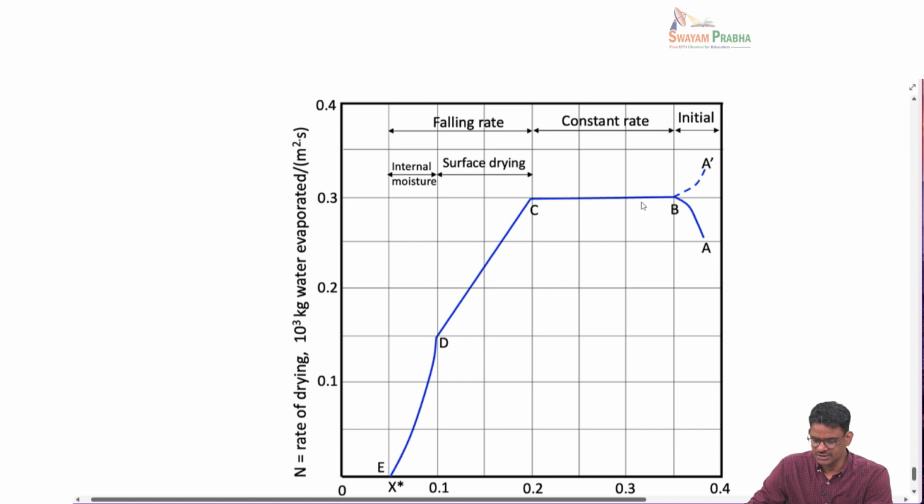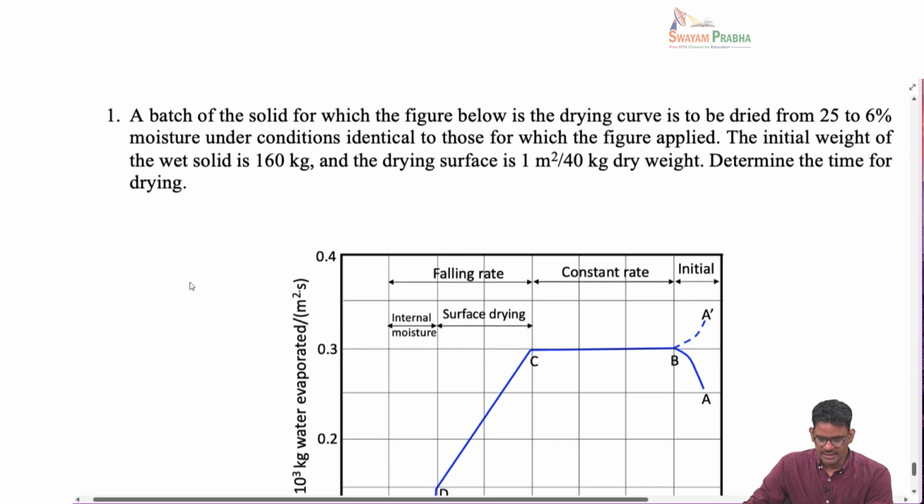So there is a period of constant drying rate. There is a linearly falling rate, and then there is something a little different from linearity. So there are 2 falling rate regimes. So we know about the drying rate curve for this solid, and we wish to dry from 25% to 6% moisture under conditions identical to those for which this figure is applied. That means whichever drying condition is used to get this figure, the same drying condition is to be used for the actual batch drying.